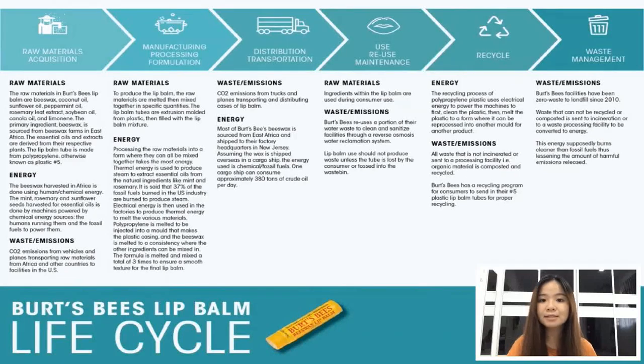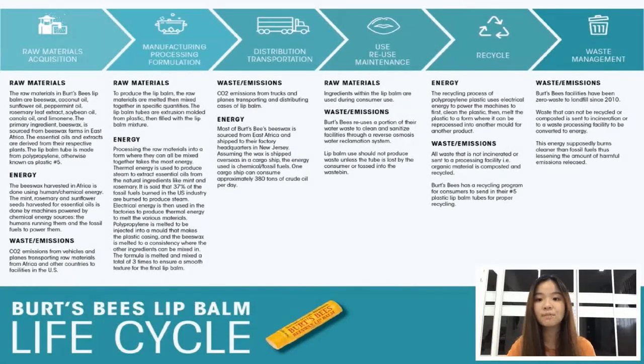Now, let us take a look at the raw materials acquisition section. In this section, the energy used is chemical energy because the beeswax harvesting is done using chemical energy, while the waste is CO2 emissions from vehicles and planes transporting these raw materials to the factory.